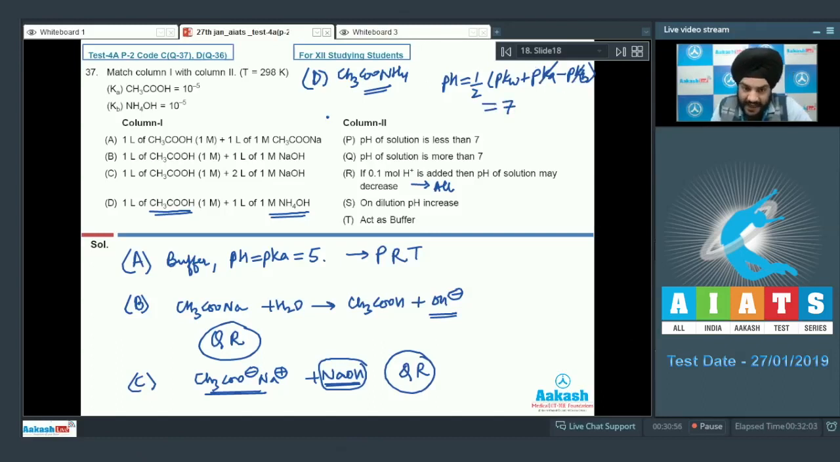So the solution produced by the mixing of solutions mentioned in option D shall be neutral and the pH shall be equal to 7. So options P and Q will not be a match. Option R has to be matched with everything. If you look at option S now, that on dilution pH increases. On dilution, the pH will not change in this case as it was neutral before and it will be neutral afterwards also. If you look at the T option, it has to be matched with this. So the correct matching for option D is R and T, and we have the correct matching for the whole matrix.